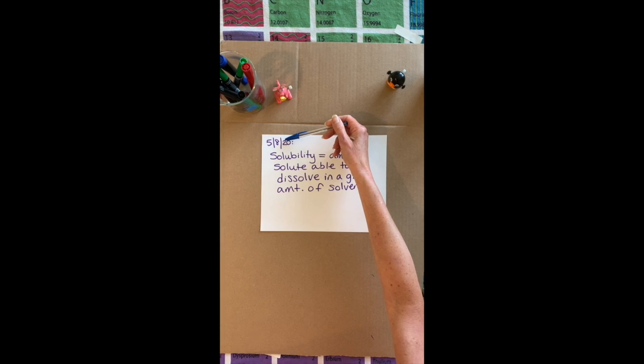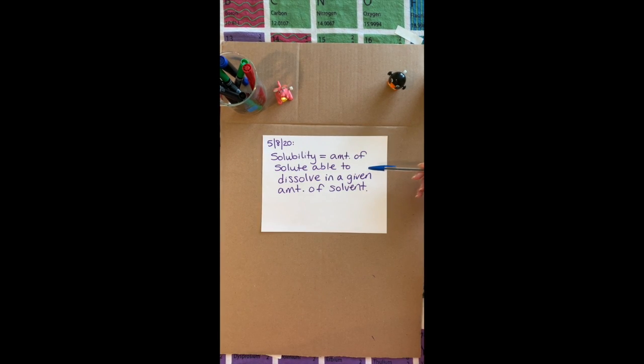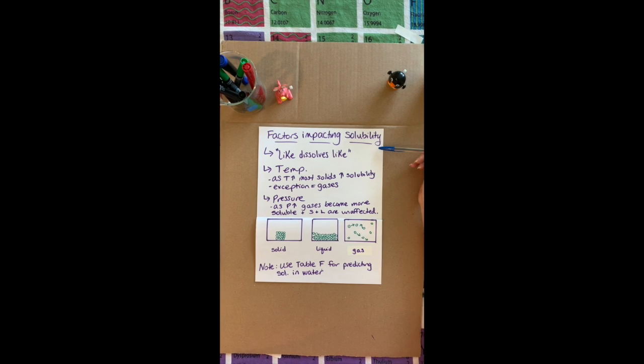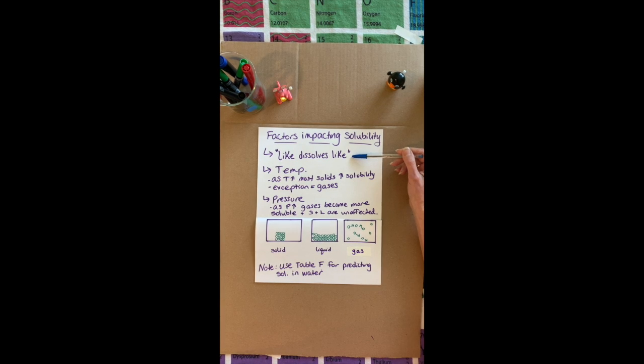So it is May 8th, and we will begin this lesson with a definition of solubility. Solubility is the amount of solute able to dissolve in a given amount of solvent. There are a number of factors impacting solubility. Yesterday we talked about the like dissolves like rule. So the nature of the substances that are being mixed together determines whether they will be soluble or not.